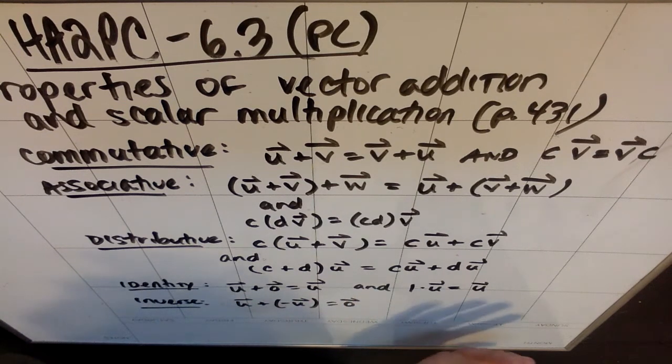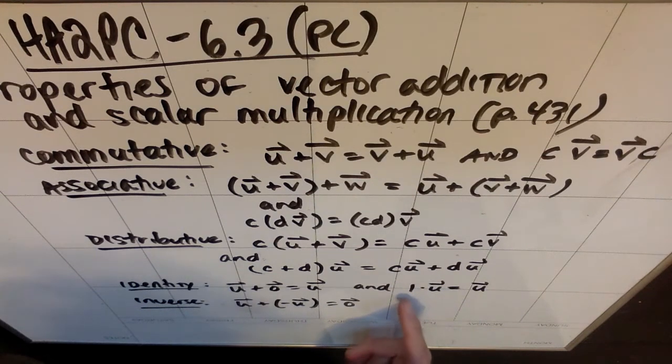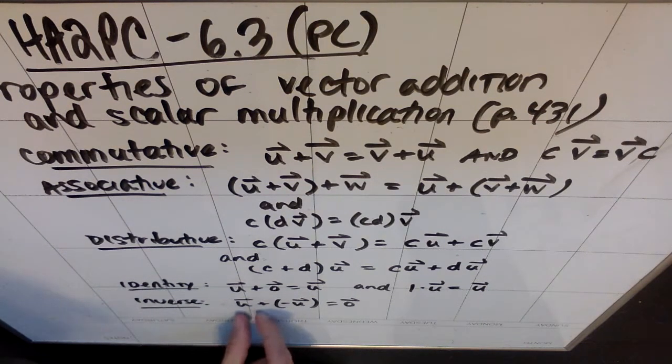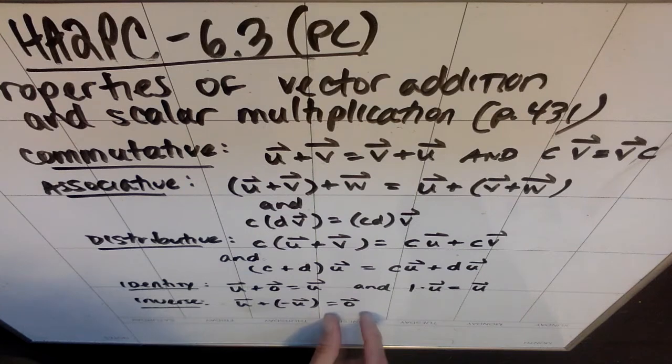And also the multiplicative identity, which in terms of scalar multiplication is 1. So if I multiply the number 1 times vector u, I still get vector u. Nothing changes because, again, the multiplicative identity is 1. And then inverses, in the sense that if you add vector u to the opposite of vector u, you get the 0 vector or the identity element.